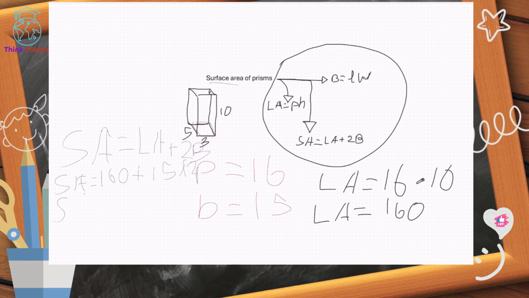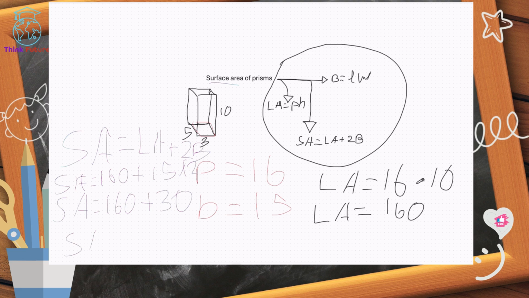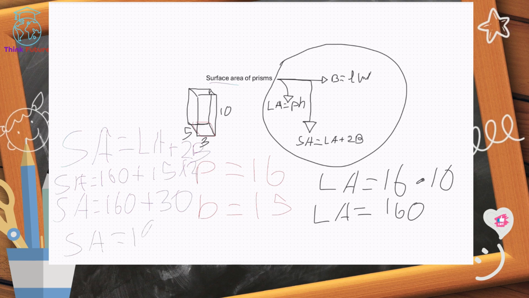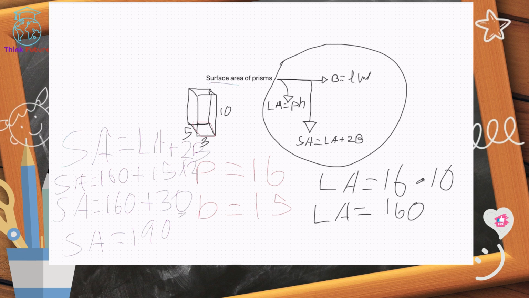Then that would go as SA equals 160 plus 30. And then you get our answer as SA equals 190 cubed squared.